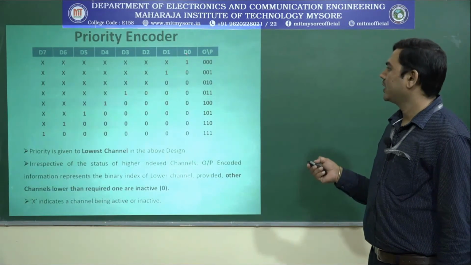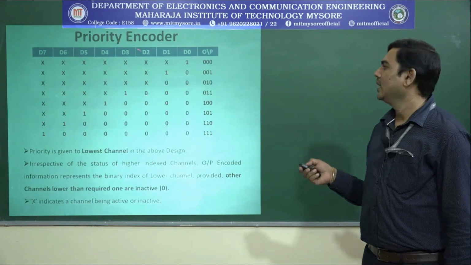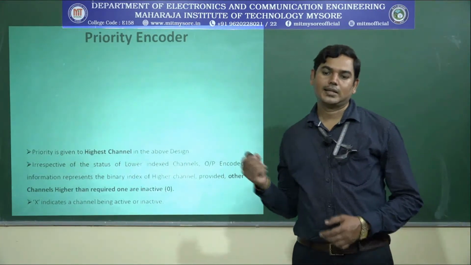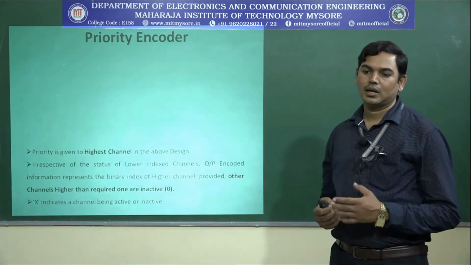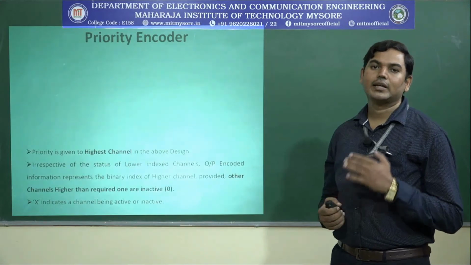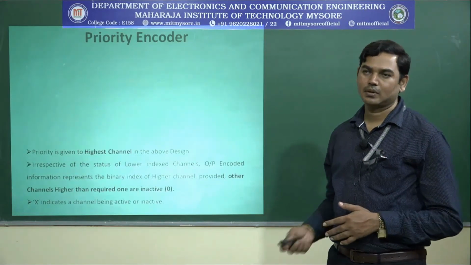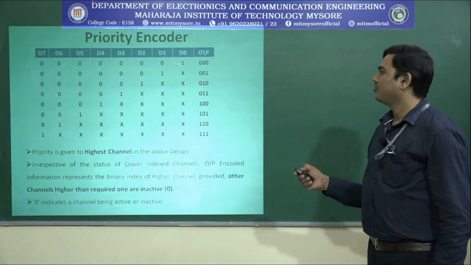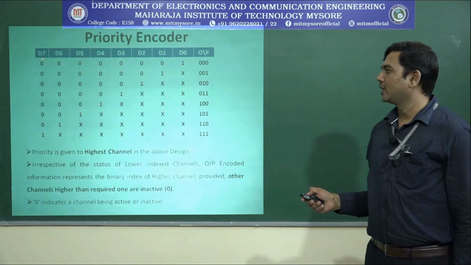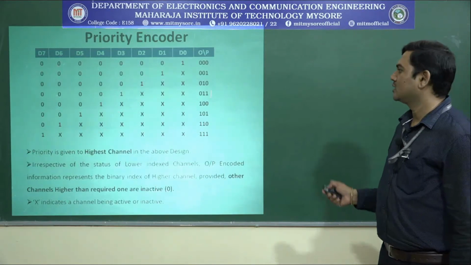Instead of assigning the priority to the LSB, we will try to make D7 or the MSB the higher priority channel. Let us design a priority encoder which has the priority assigned to the higher order channel or the MSB. So, this is the function table of a priority encoder with the priority given to the MSB. How to understand this function table?